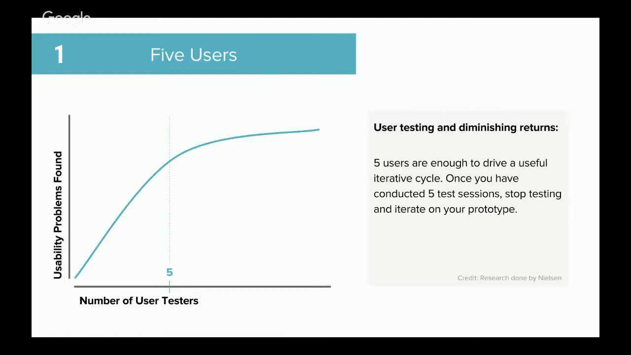Another key thing on this graph is that 0 users gives 0 insights. If you don't talk to any users, you really don't have any insights, and talking to even 1 user gives exponentially much more insight than talking to 0.